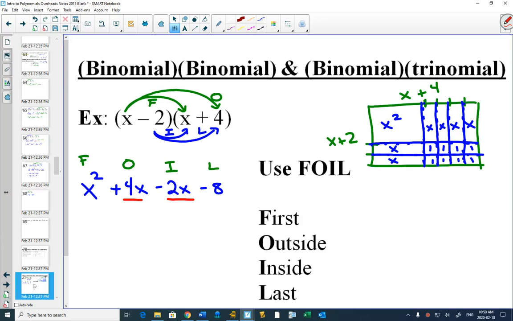Notice that we have like terms here. What is 4x minus 2x? It becomes x squared plus 2x minus 8.